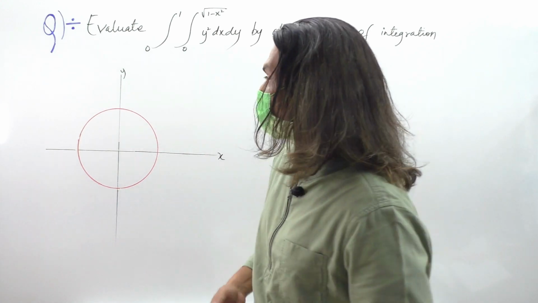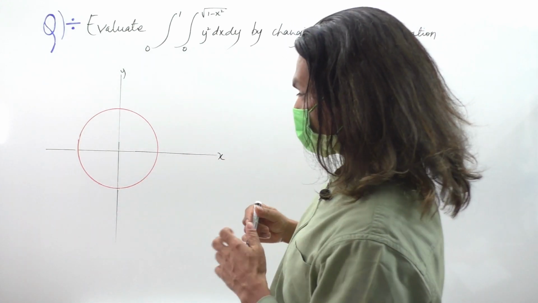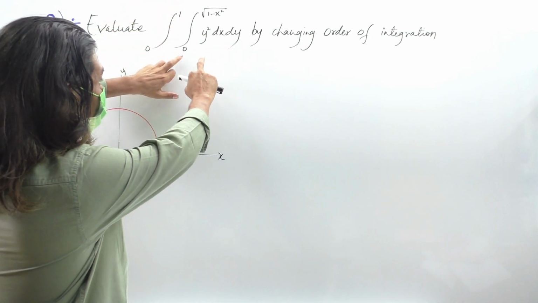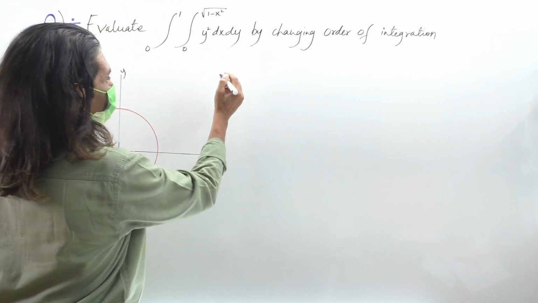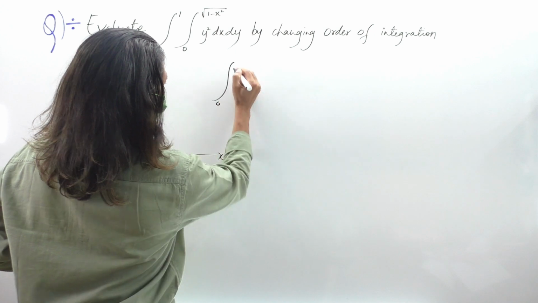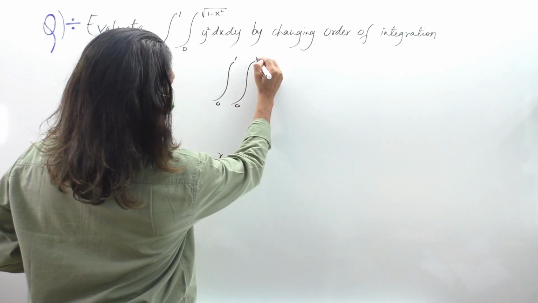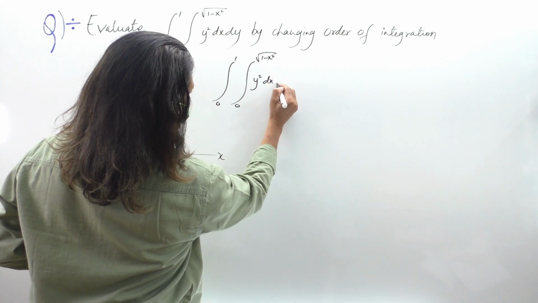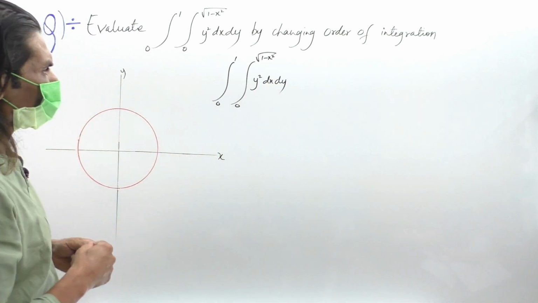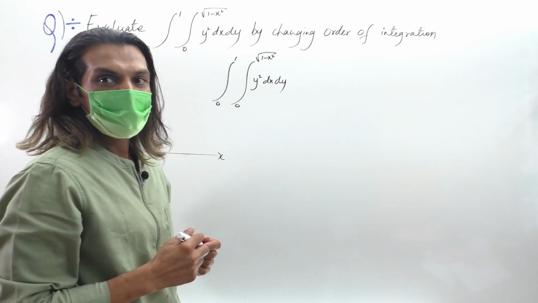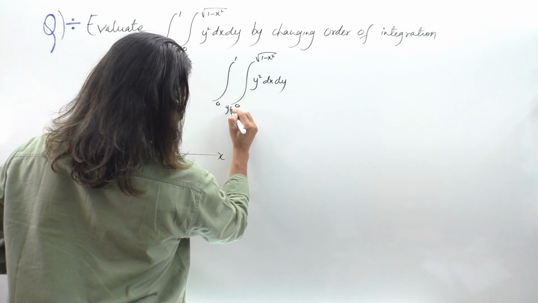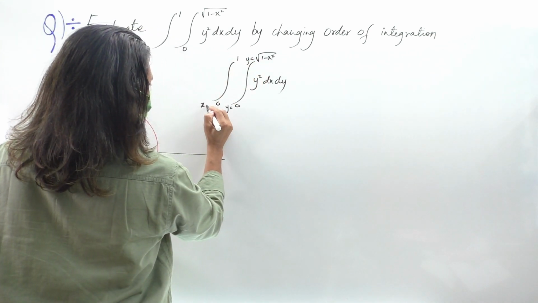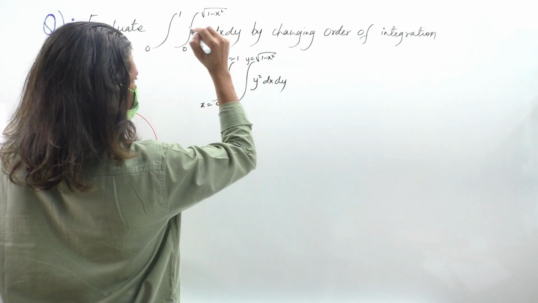Now, coming back to the problem, I will write this down one more time. We have the integral from 0 to 1, 0 to root of 1 minus x square, of y square dx dy. Now, there is x inside, so the inner limit will be y is equal to something, and the outer limit will be x is equal to a constant.